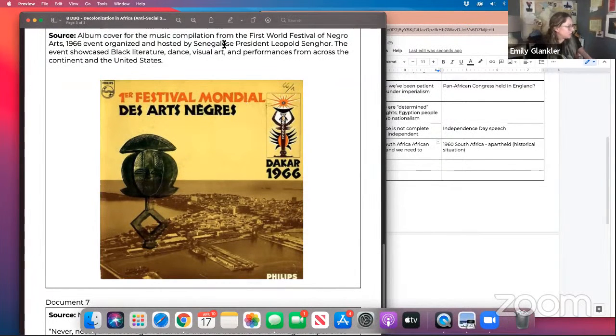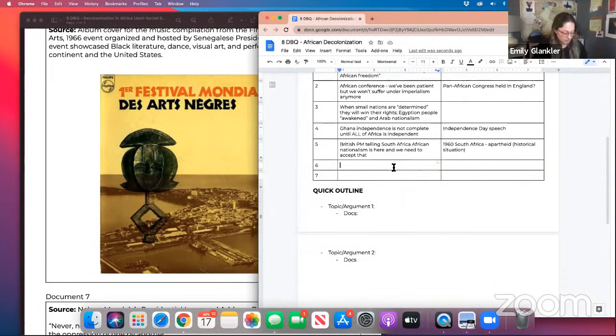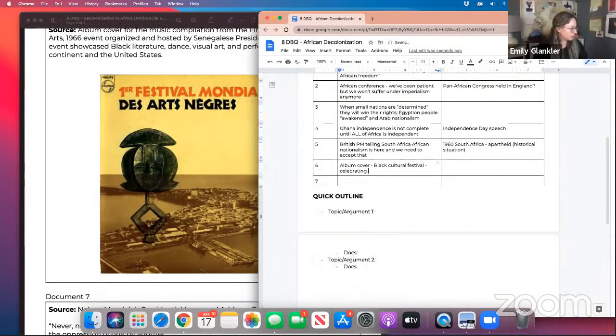So this is an event hosted by the Senegalese president. It showcased Black literature, dance, visual art, and performances from across the continent and the US. Okay. And I'm seeing what looks like a traditional African sculpture. Cool. All right. So this is just an album cover, a Black cultural festival celebrating Black heritage, art, etc.